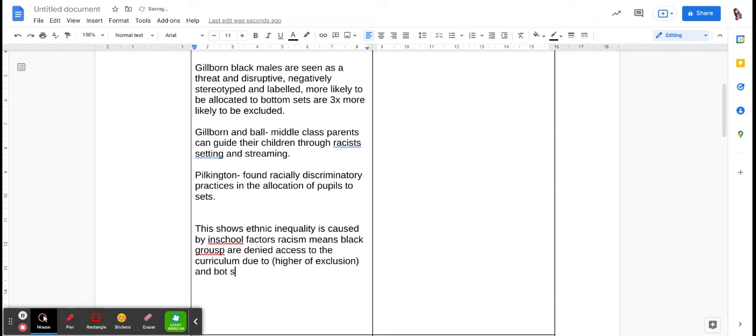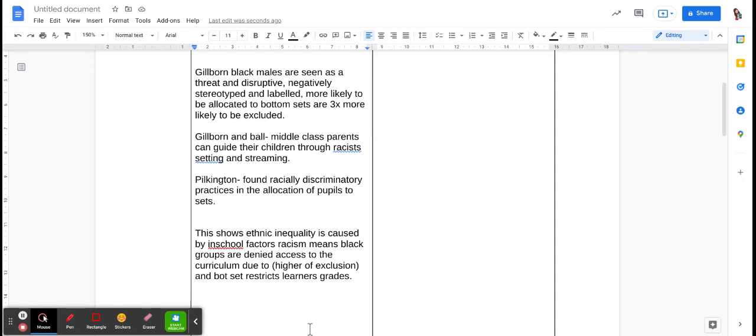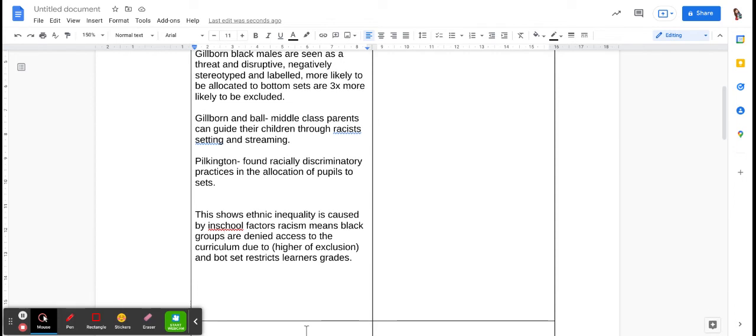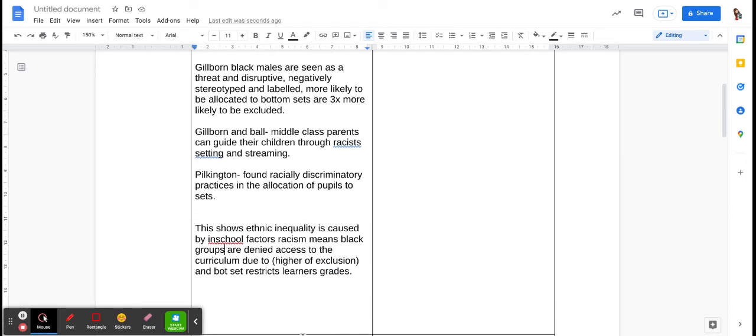and bottom set denies and bottom set restricts learners' grades. Can't get an 8 or a 9. So it is in school factors because higher rates of exclusion mean that those groups are denied an education. Remember, as I told you, often due to hairstyle, even though it's really culturally significant, or they're allocated into bottom sets more than white groups, and therefore their grades are being restricted. Remember, as a group, they start school with one of the highest reading rates in some areas.